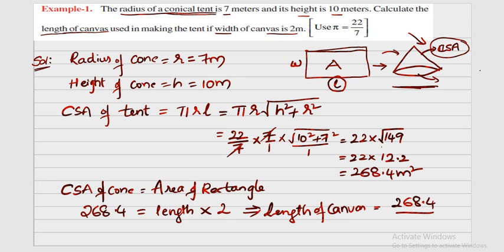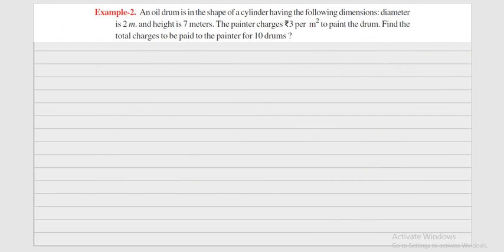268.4 divided by 2. So what we are going to get: 268 divided by 2 is nothing but 134.2, so this is nothing but meters. So this is the length of canvas that is used in this particular problem, right? So this particular length of canvas should be used. Next, moving on to example number 2.